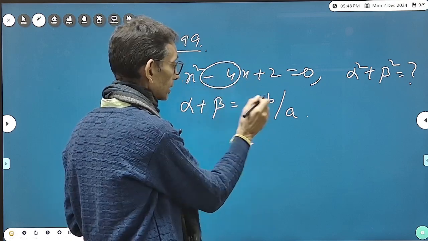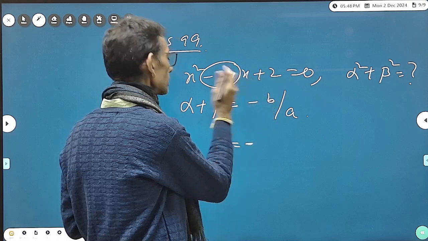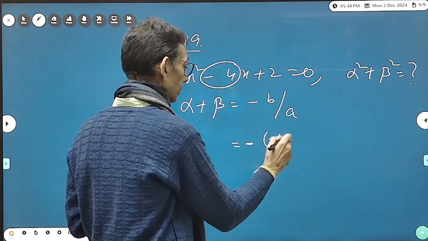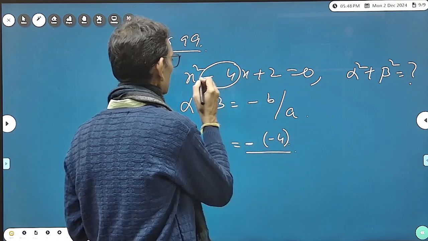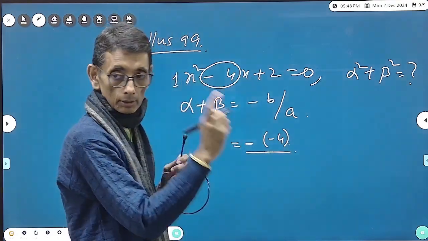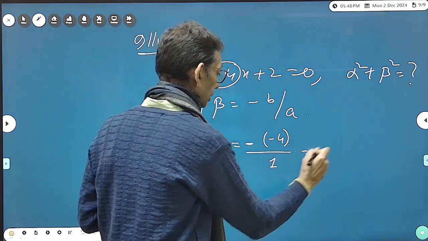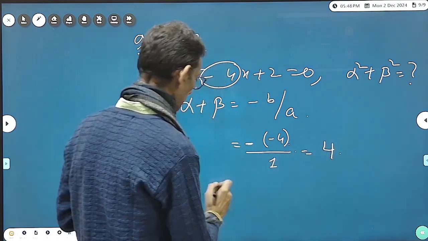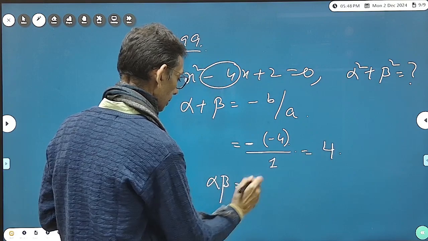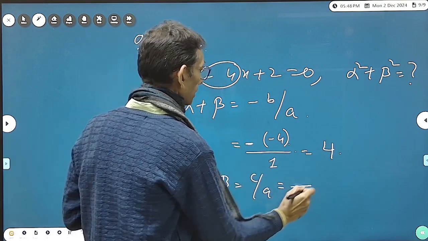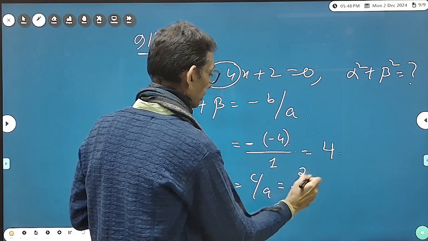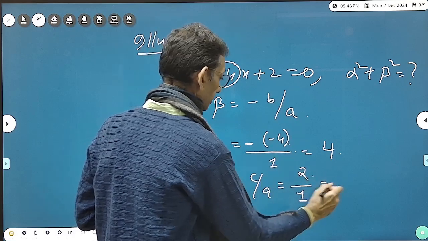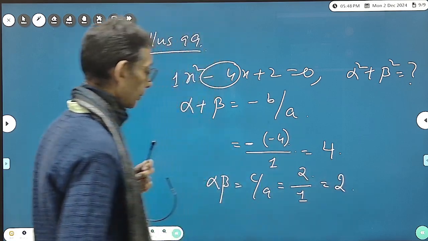Don't consider this minus and this minus, they are different. B means the x coefficient. Minus 4 divided by a, which means x square coefficient 1, so it equals 4. And the product of the roots, alpha beta, equals c by a. C means 2 and a means the x square coefficient 1, so equal to 2, right? Alpha beta equal to 2.